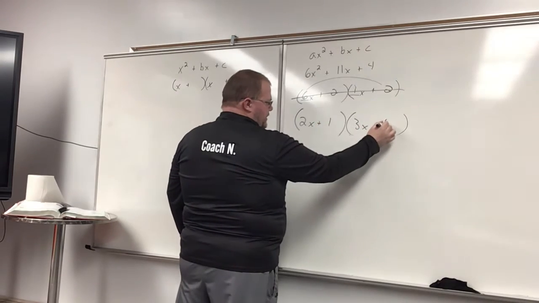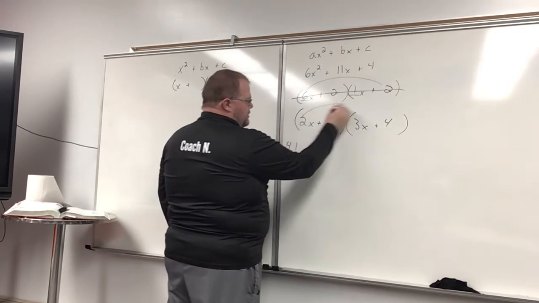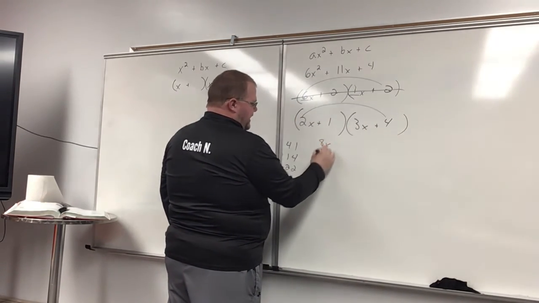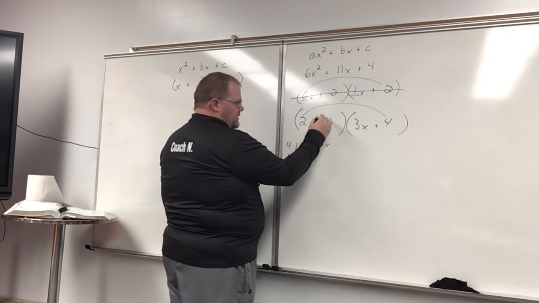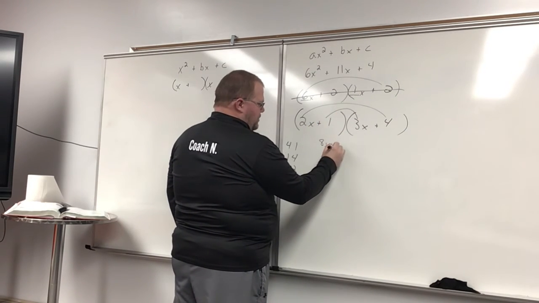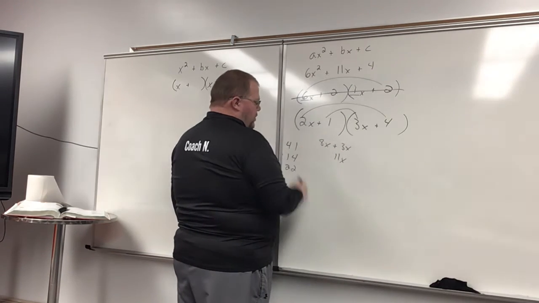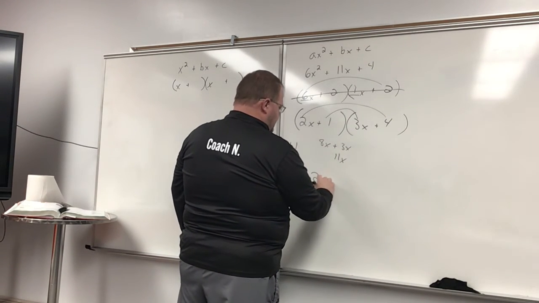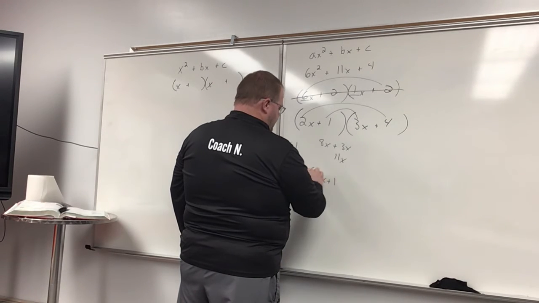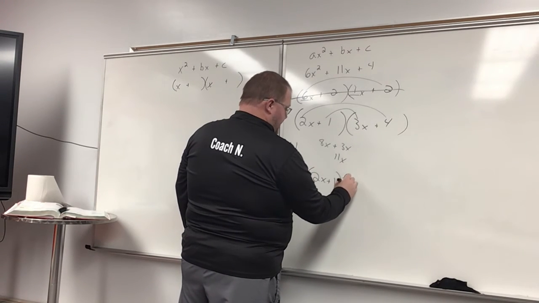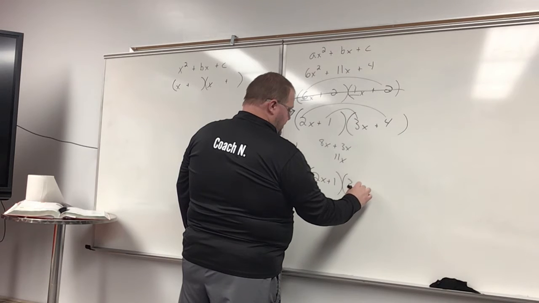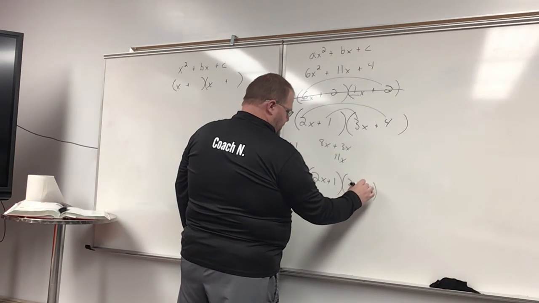A 1 and a 4. 2 times 4 gives us 8x. 3 times 1 is 3x, 11x. So our solution becomes 2x plus 1 times 3x plus 4.